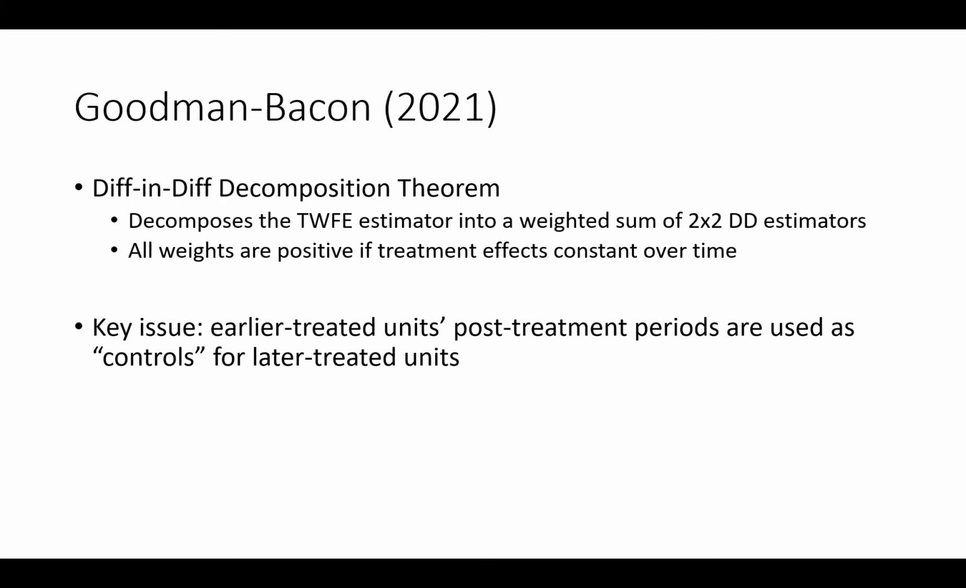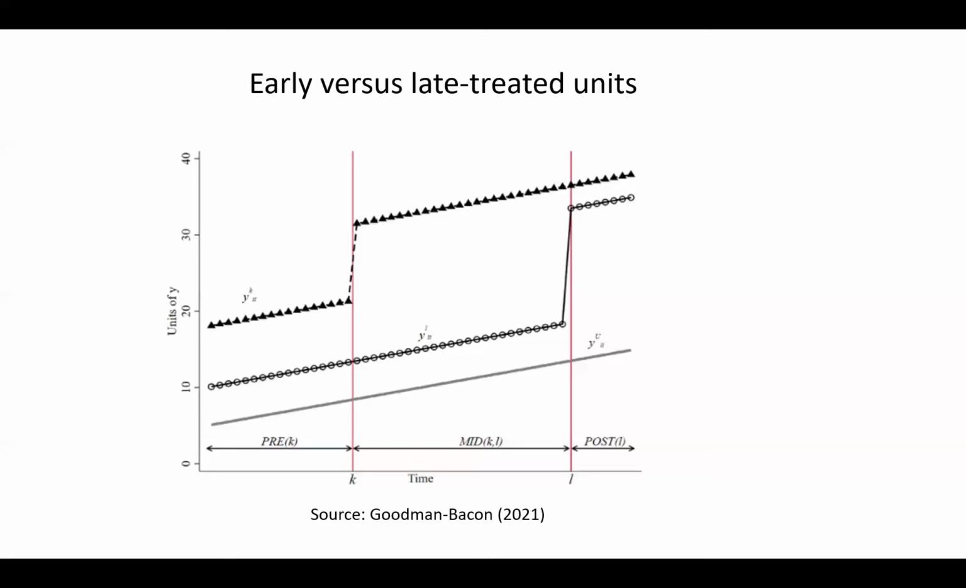One key issue, which is explained in detail in this paper, is that units that are treated earlier in the sample have their post-treatment period used as a control for units that are treated later. I'll give an illustration of this next.